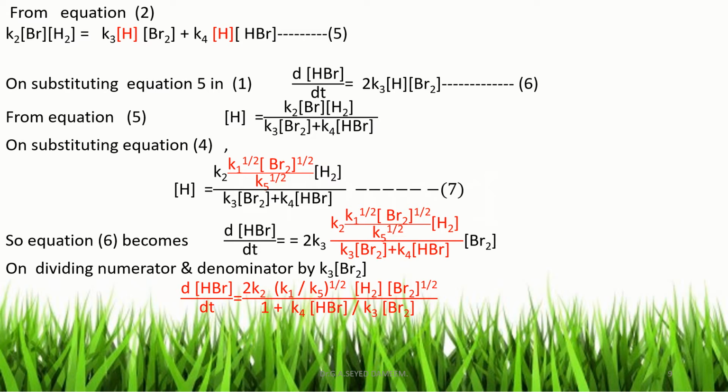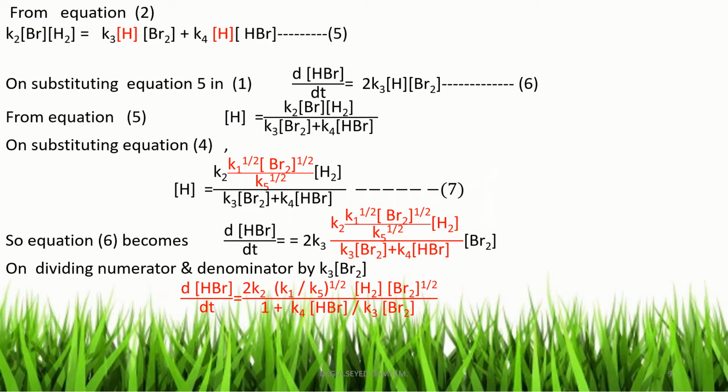So the rate equation, the rate of formation of HBr, that is d[HBr]/dt, is equal to 2K3, and the concentration of hydrogen radical is substituted from equation 7, and in equation 6 there is a [Br2]. So we get d[HBr]/dt equal to 2K3 times the concentration of H from equation 7 and the concentration of Br2. So this equation is the net rate of formation of HBr, which contains rate constants and concentrations of stable species.